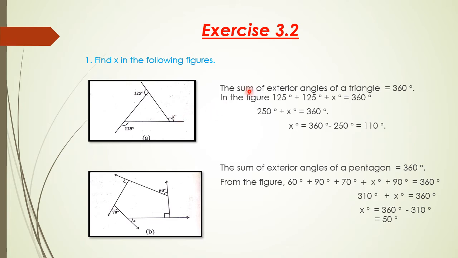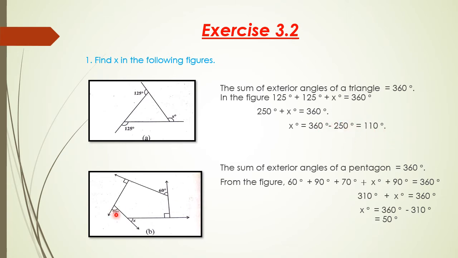The steps are: the sum of exterior angles of a triangle is equal to 360 degrees. 125 degrees plus 125 degrees plus x degrees is equal to 360 degrees. Adding, we get 250 degrees. 250 degrees plus x degrees is equal to 360 degrees. Therefore, x is equal to 360 degrees minus 250 degrees, which is 110 degrees.